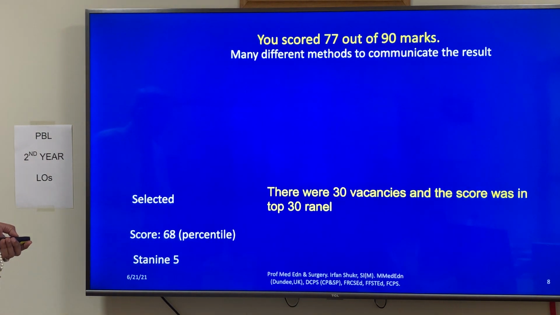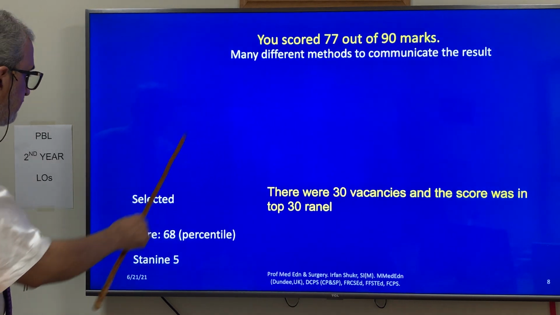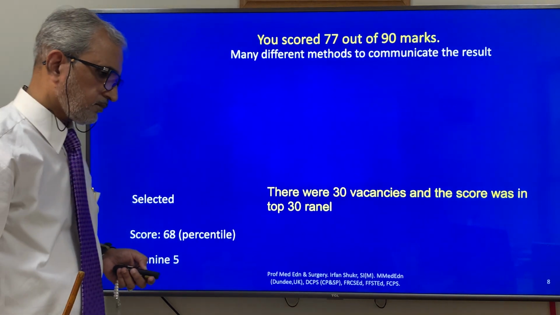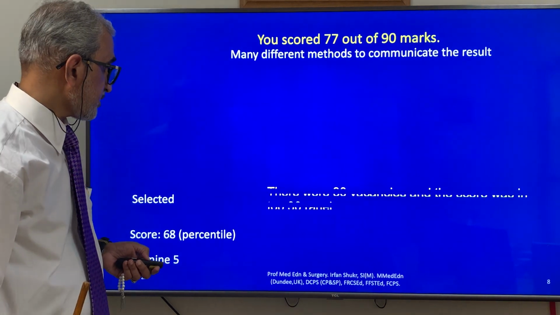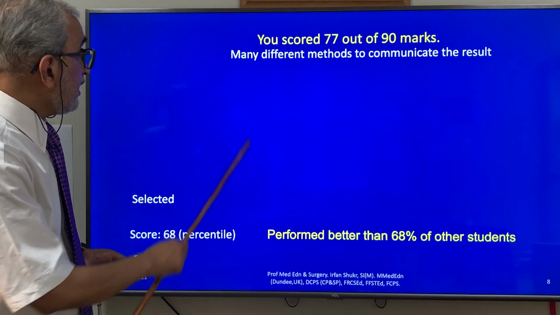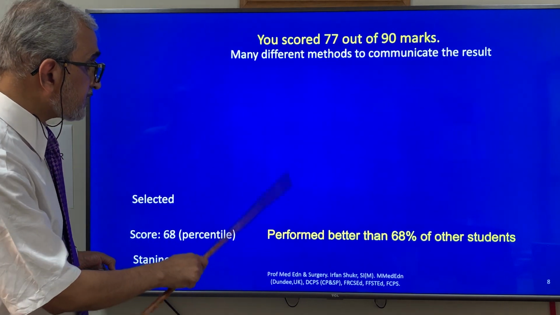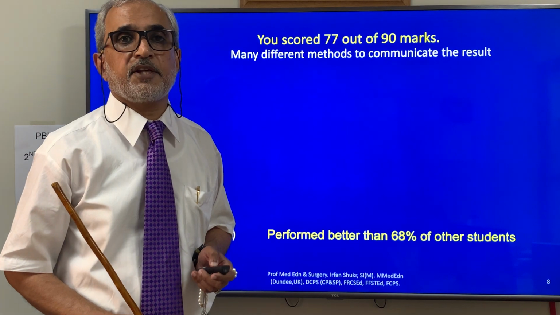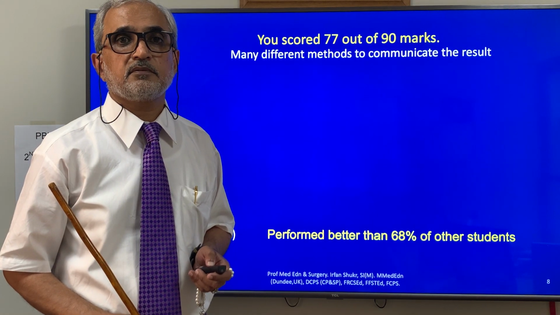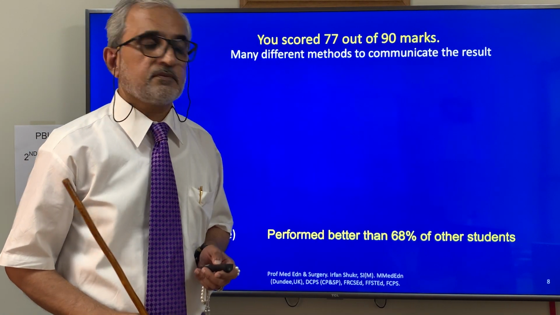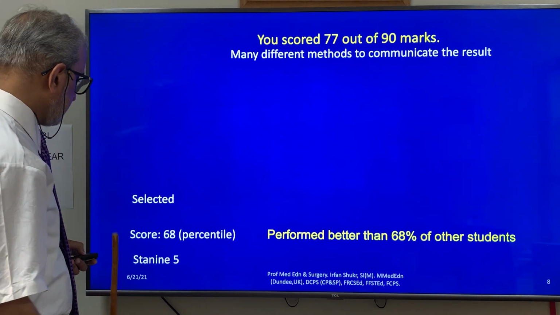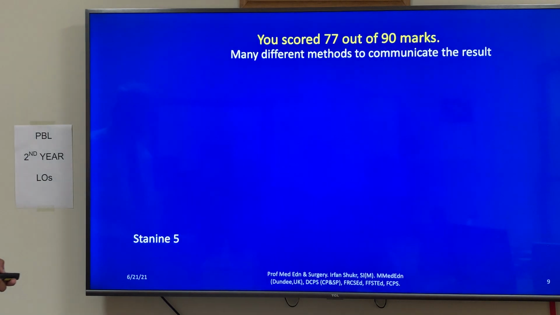What about the same score given as 68 percentile? What it actually means is that you performed better than 68% of the other students who appeared in the examination. This is percentile.